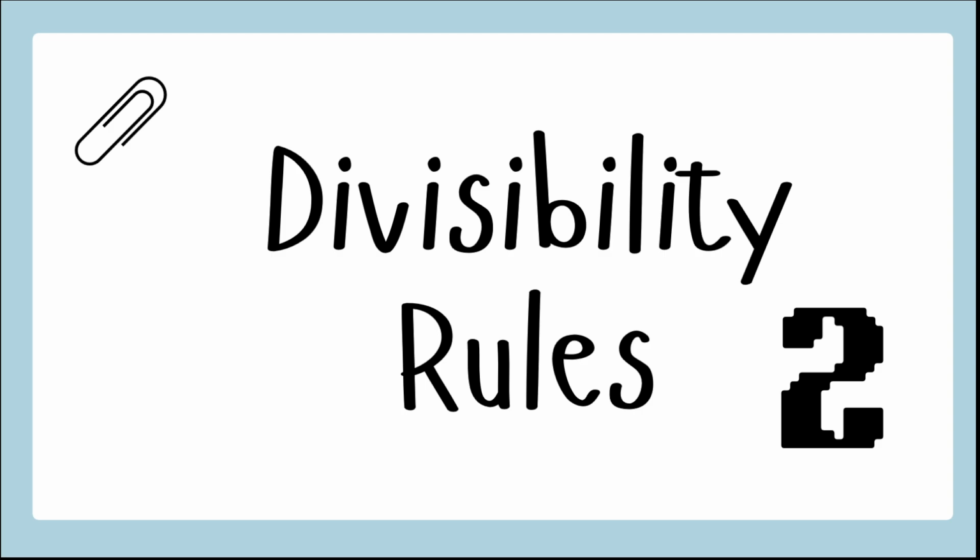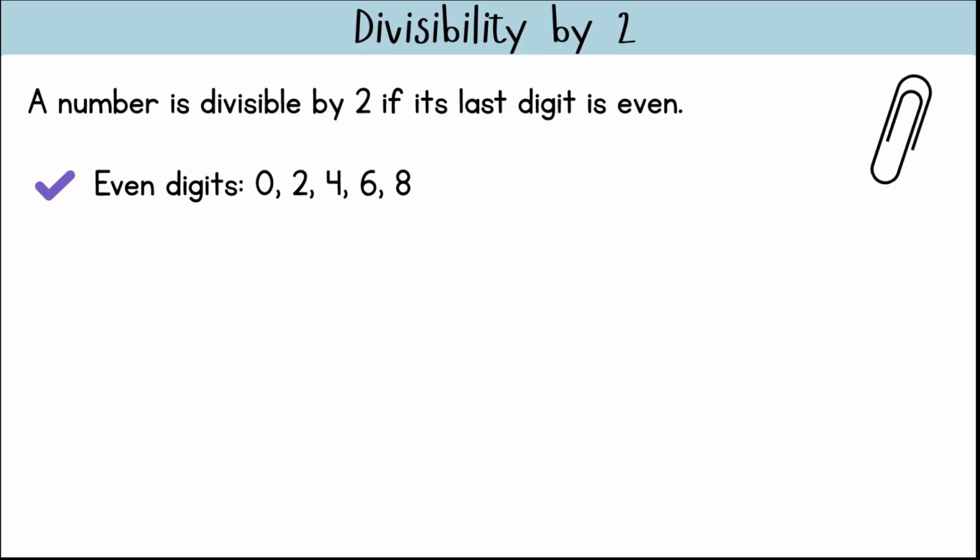Today we'll be looking at the divisibility rule, and we'll be learning about the divisibility rule for 2. A number is divisible by 2 if its last digit is even. What are the even digits? We have 0, 2, 4, 6, 8. So once a number ends with 0, 2, 4, 6, or 8, that means that the number is divisible by 2.